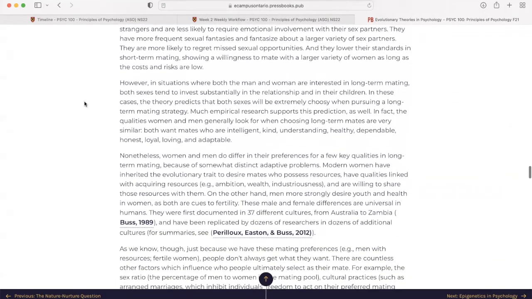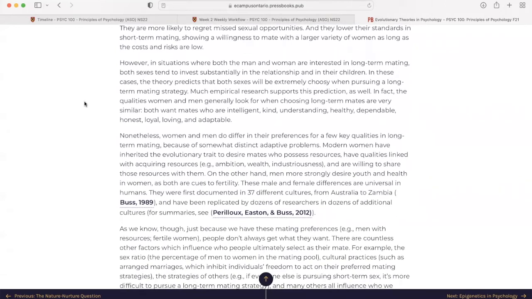However, in situations where both man and woman are interested in long term mating, both sexes tend to invest substantially in the relationship and in their children. In these cases, the theory predicts that both sexes will be extremely choosy when pursuing a long term mating strategy. Such empirical research supports this prediction as well. In fact, the qualities women and men generally look for when choosing long term mates are very similar. Both want mates who are intelligent, kind, understanding, healthy, dependable, honest, loyal, loving, and adaptable.